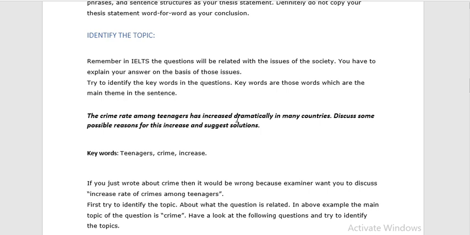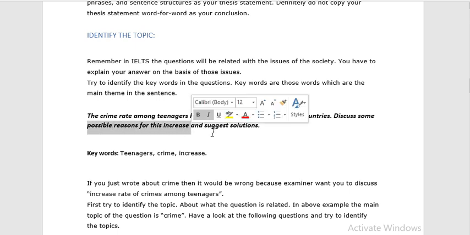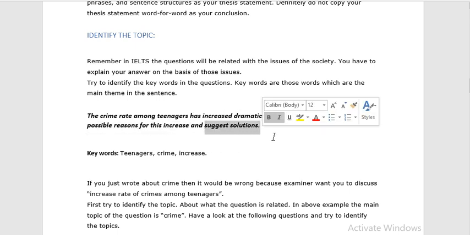Now we come to the key points, or the keywords, as we say. For example, in this example: the crime rate among teenagers has increased dramatically in many countries. Discuss some possible reasons for the increase and suggest solutions. Now you have two tasks. You have to give reasons for the increase and then suggest some solutions.